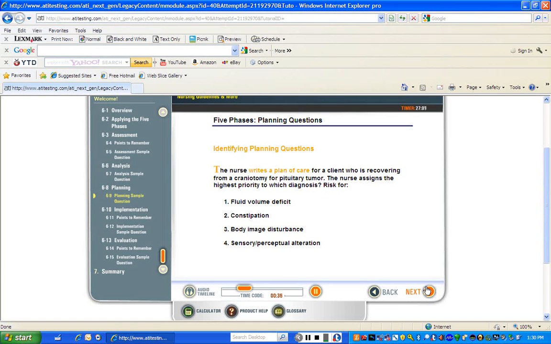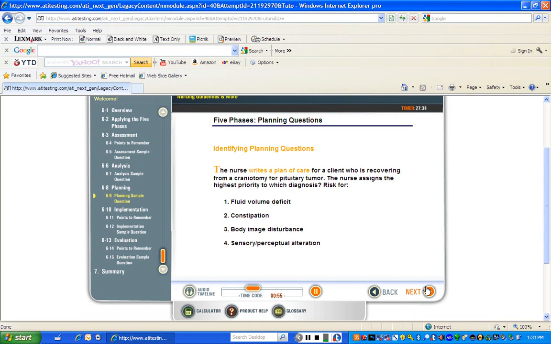Like many questions about the planning phase of the nursing process, this is a good example of a priority question, which, by looking at all of the options, may appear to be all correct. We will assign question marks to all of them and then decide which assessment finding is highest priority. Let's begin with option 1, fluid volume deficit. We will assign this a plus sign.